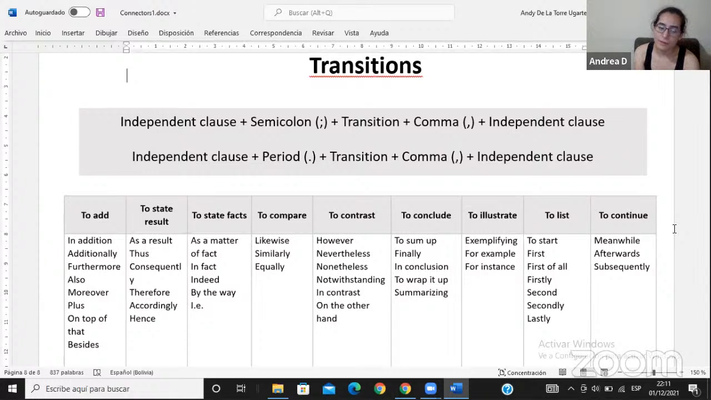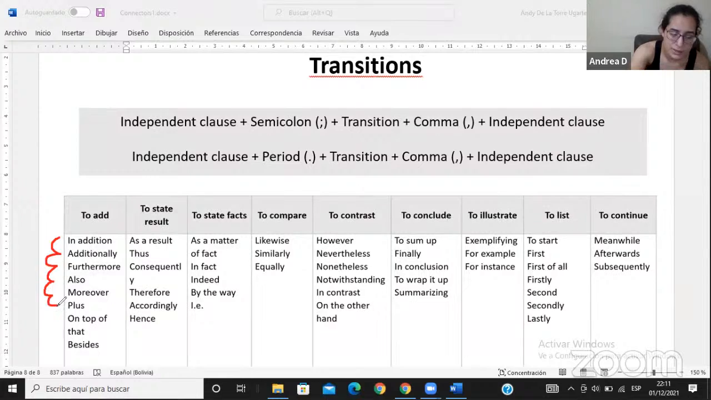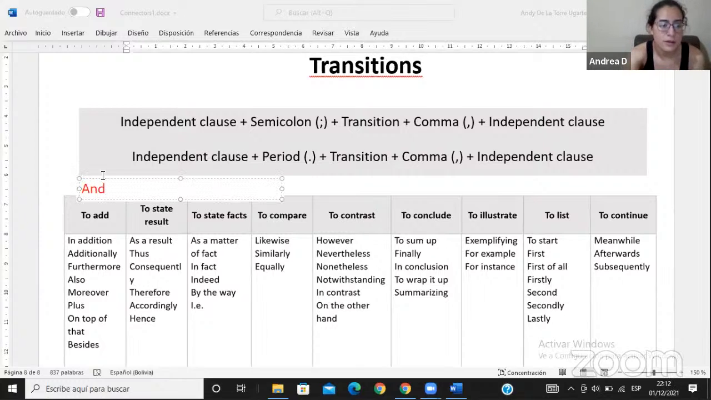So I don't know why, but there are plenty of transitions that you can use and they all mean the same. So to add something in addition is exactly the same as additionally, furthermore, also, moreover, plus, on top of that, besides. So it's exactly the same. Wow. We can summarize this. To add is basically and, right?